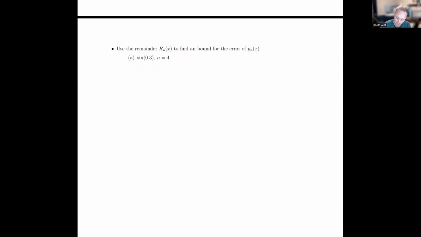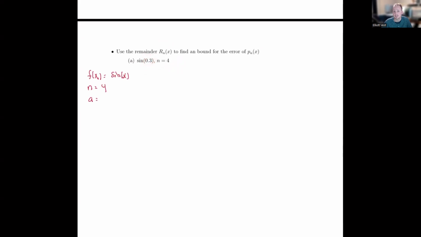So again, what do we have? We have a function, which is sine of x. We have an n, which is equal to 4. We have an a. What is my a in this case? Well, it needs to be something that is close to my value of interest. My value of interest is 0.3. The closest thing to that is 0. And I know what sine of 0 is. Sine of 0 is equal to 0 here, right?